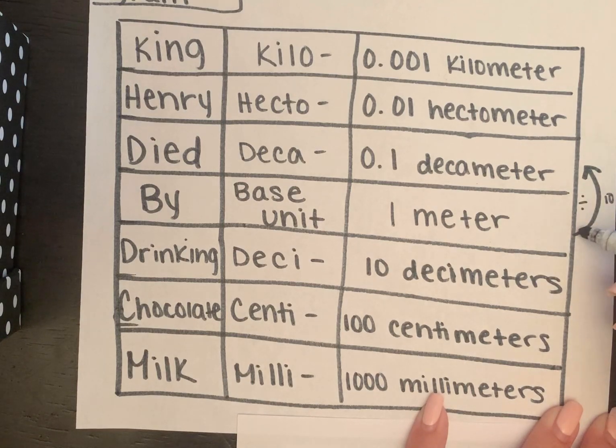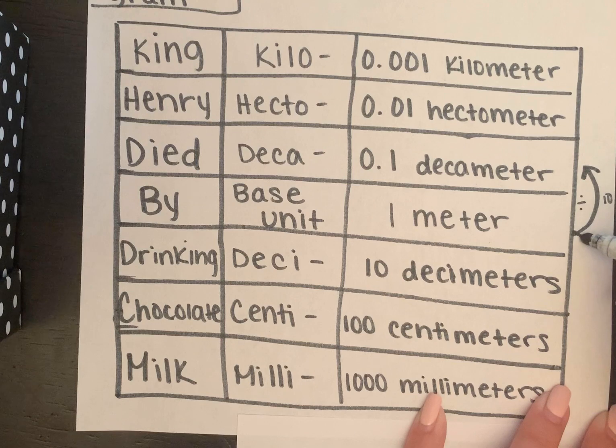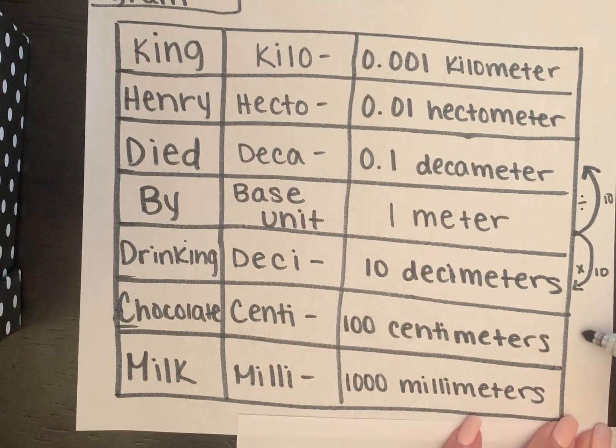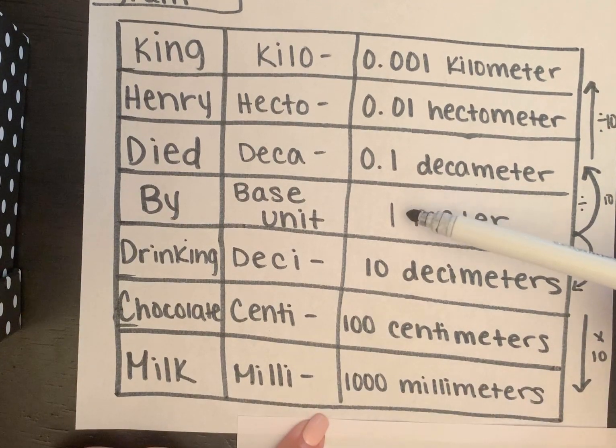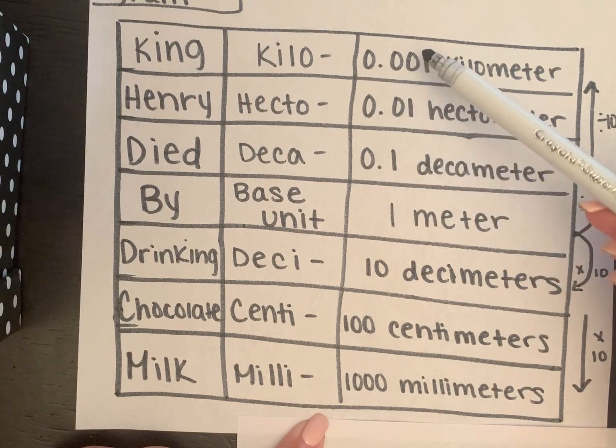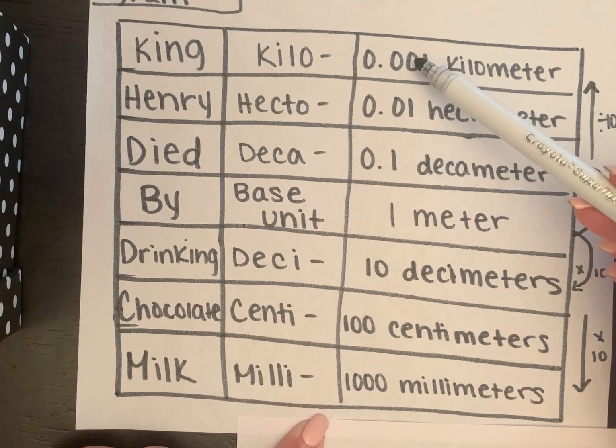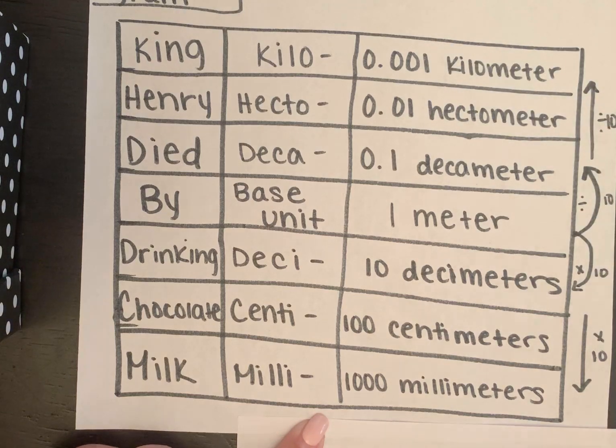If I'm going from 1 meter to a decimeter, I am multiplying by 10. So if I am headed in this direction, I am multiplying by 10. If I am heading in this direction, I am dividing by 10. You can see how when you're multiplying by 10, your numbers are getting bigger. If you're dividing by 10, your numbers are getting smaller. This is a very, very, very small number. So just remember that.